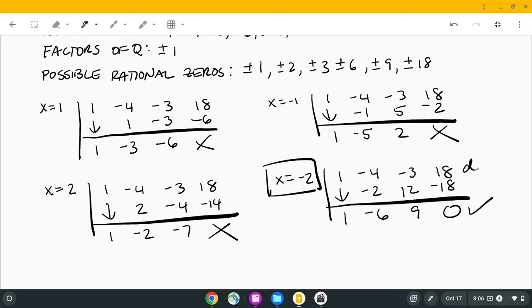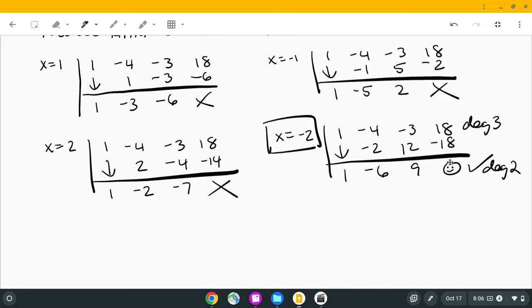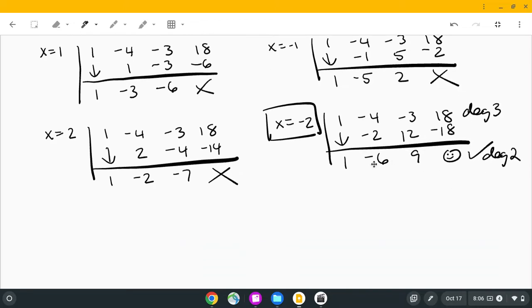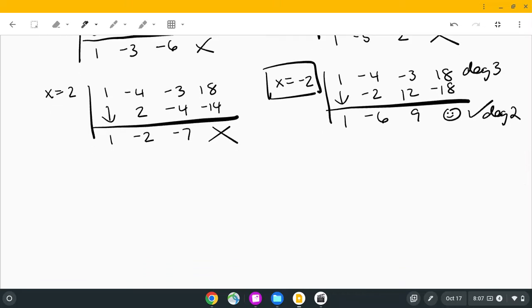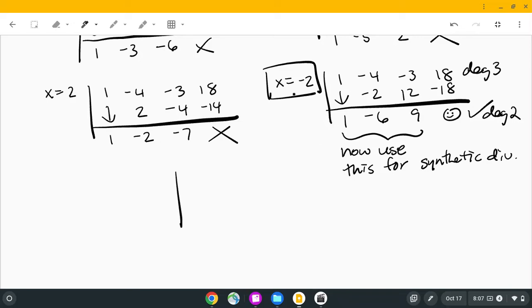This was a degree 3. So now this is a degree 2. Okay, excellent. We got the happy 0. Now we're going to use this one over here for synthetic division. Since the negative 2 worked, we're going to try it again, just to make sure.